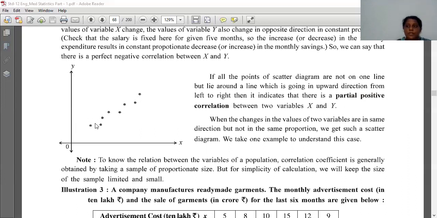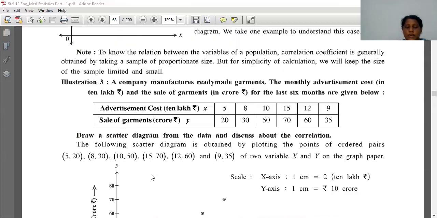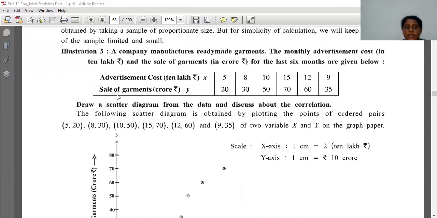Right? So it is said that when the points do not lie on a same line, but go from left to right in an upward direction, then it is a positive correlation. But if it is not on the same line, then it's a partial positive correlation. Right? Now we'll see an illustration. See, this is x-axis and this is x column and y column.